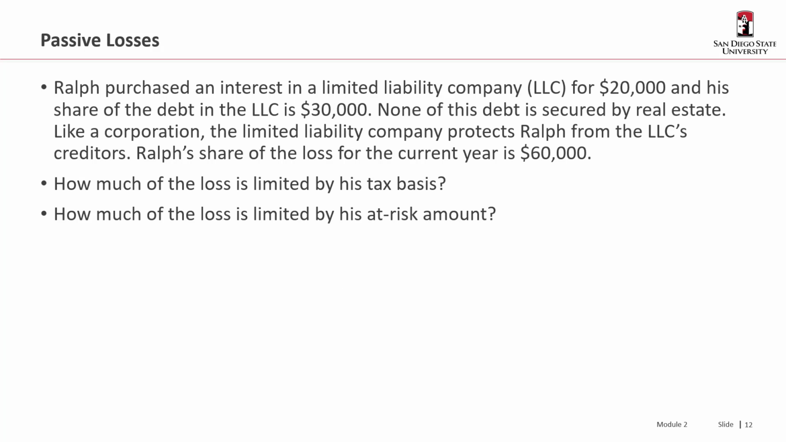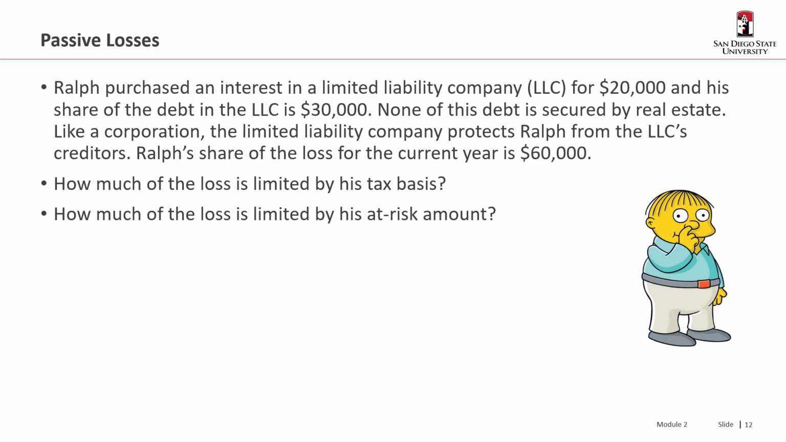Okay, so Ralph purchases an interest in a limited liability company for $20,000, and his share of debt in the LLC is $30,000. None of this debt is secured by real estate. So like a corporation, the LLC protects Ralph from the LLC's creditors. So what did I just do?